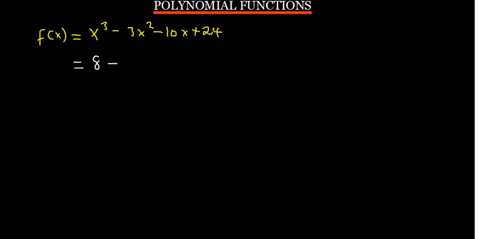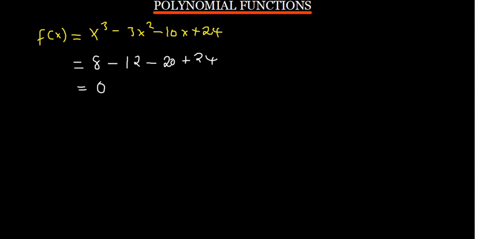And then minus 3 multiplied by 2 squared. We know 2 squared is 4, right? 4 times 3 is 12. And then minus 10 multiplied by 2, we know that is 20. And then we have a plus 24. Who can tell me the answer? What will be the answer here? Zero. Thank you. It's going to give us a 0.